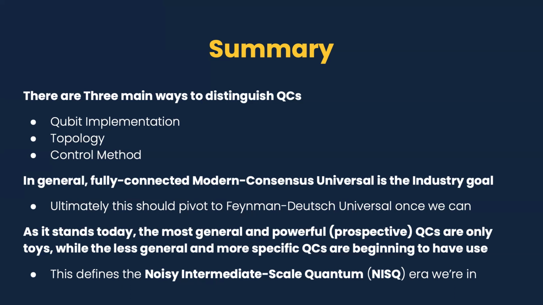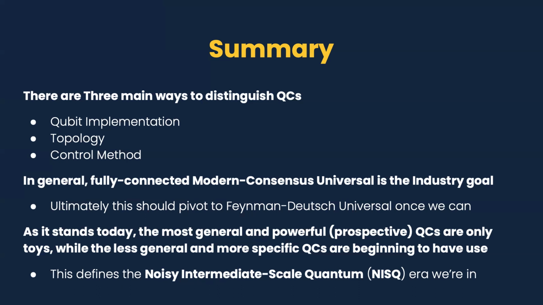And then in topology, it's sort of like every quantum computer has a slightly different topology. So there's definitely no way we could cover all of them in this slideshow. And then control method, as of now, so far as I know, really the two big ways are the quantum gate and quantum annealing. So in general, fully connected modern universal is the industry goal. That's what everybody is looking towards. But once we reach there, I think that we will be pivoting towards the Feynman-Deutsch universal, so sort of integrating classical computers and quantum computers.